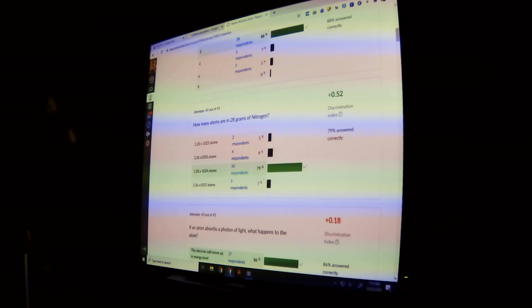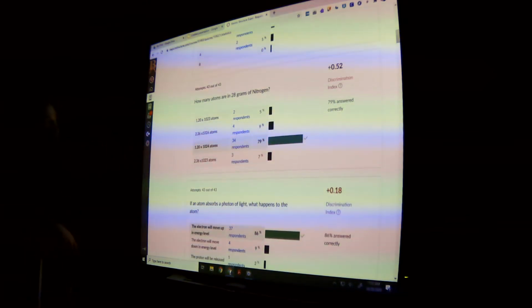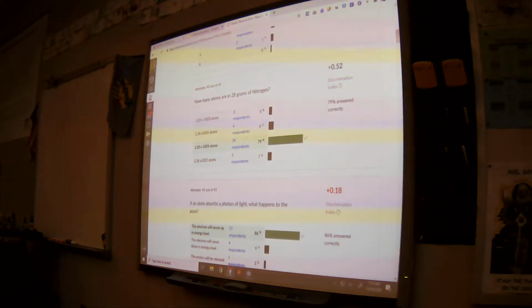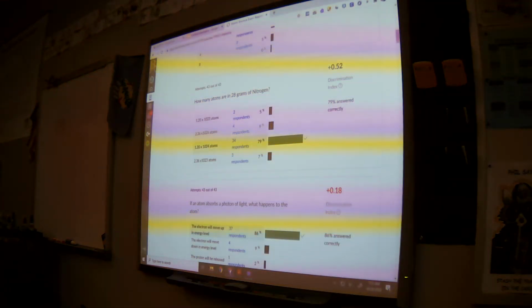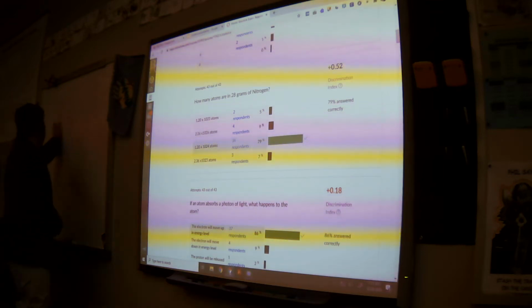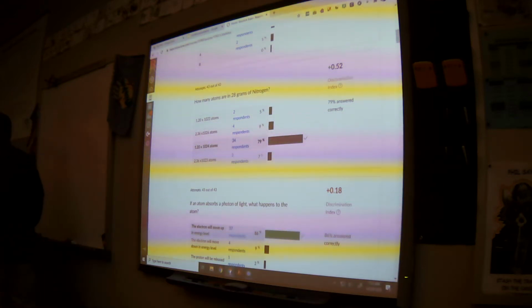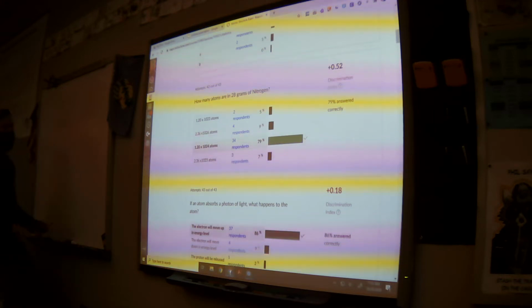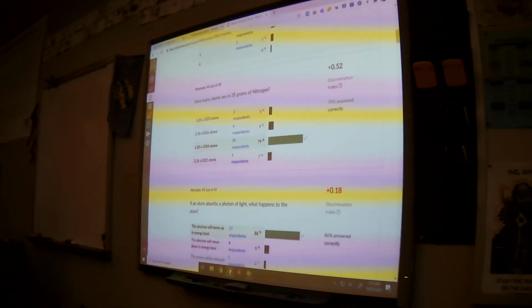Okay. How many atoms are in 28 grams of nitrogen? Some of these you can actually answer without doing any math whatsoever, but this one is not one of those. So this is one of those grams, moles, atoms problems, right?